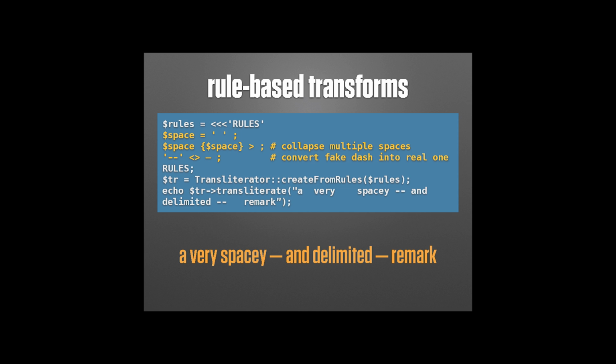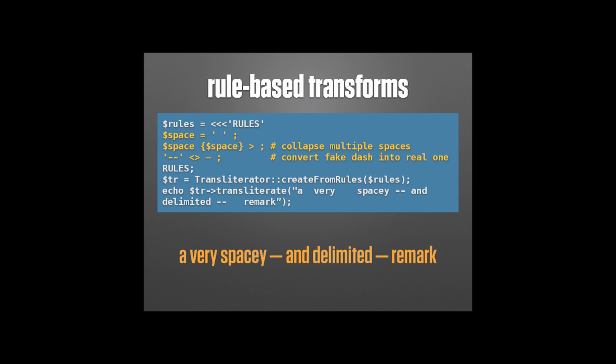And if that's not enough, there's rule-based transforms. So you can completely write in another language that I guess they invented, sort of like regular expressions. Maybe they didn't need to do that, but there's rule-based transforms. So let's say we want to write a rule which collapses multiple spaces into a single one and converts those fake dashes, double dash, into real ones, right?